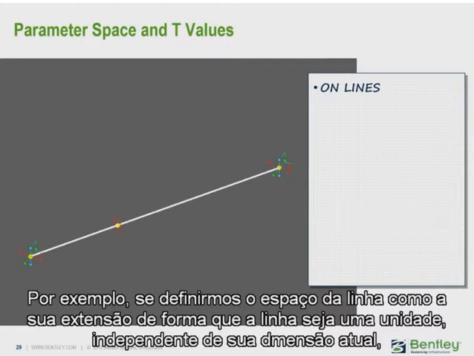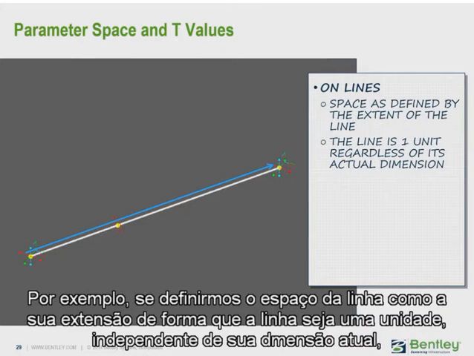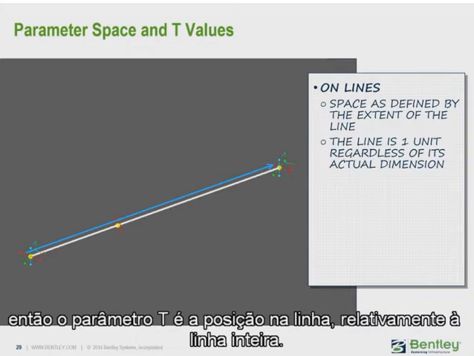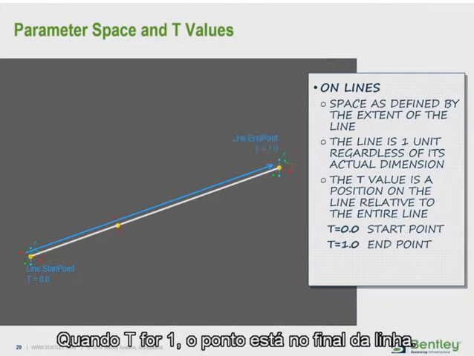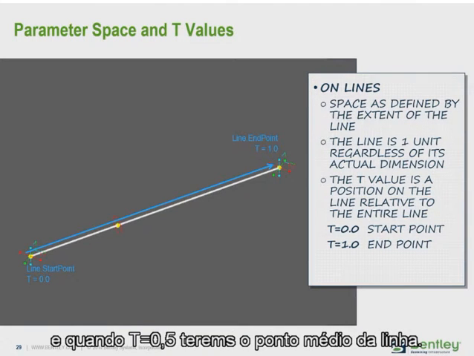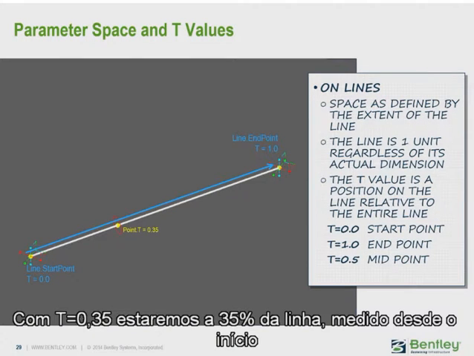So for example, if we define the space of a line as the extent of the line, so that the line is one unit regardless of its actual dimension, then the t-value is a position on the line relative to the entire line. So that when the t-value is 0, that is the start point of the line. When the t-value is 1, that is the end point of the line. And when the t-value is 0.5, that is the midpoint of the line. A t-value of 0.35 would be 35% between the start point and the end point.